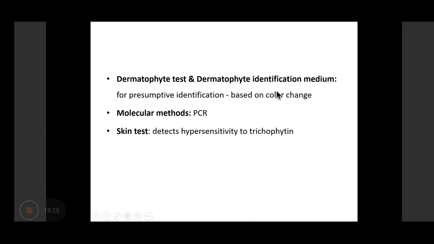Then there is the dermatophyte test medium and the dermatophyte identification medium, where we identify on the basis of color change. Along with this, we can go for other tests like PCR. We can also detect hypersensitivity with the trichophyton skin test, which is not done usually.